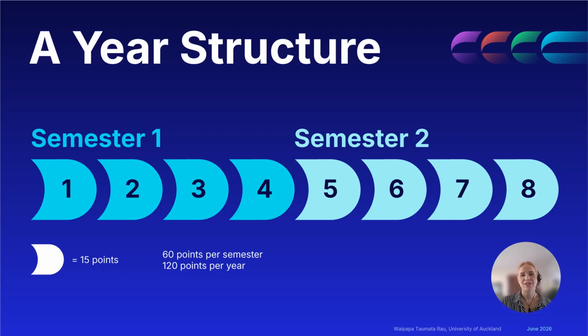Another way to think about this is think of points as currency. You have to pay to get your degree. The currency needed to pay for your degree with is points. Earn enough currency, pay for your degree, and graduate.